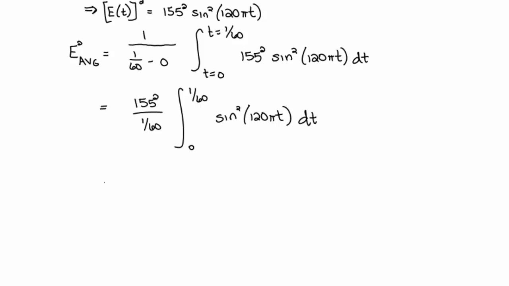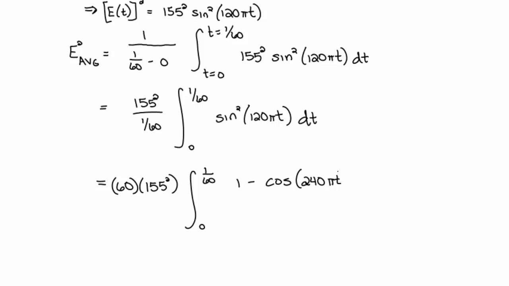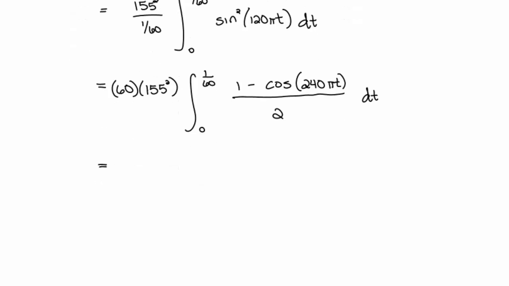However, using a half angle identity will definitely work here. So this is going to be 60 times 155 squared, and we're integrating again from 0 to 1/60th. The half angle identity for sine squared is going to be 1 minus cosine of twice the angle. So 2 times 120 is 240 pi t, over 2, dt. And we can clean that up. I'm going to pull the half out front, so it becomes 30 times 155 squared, and then we're integrating from 0 to 1/60th, 1 minus the cosine of 240 pi t dt.